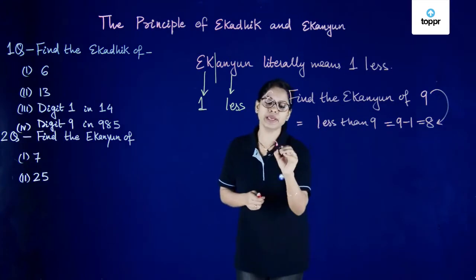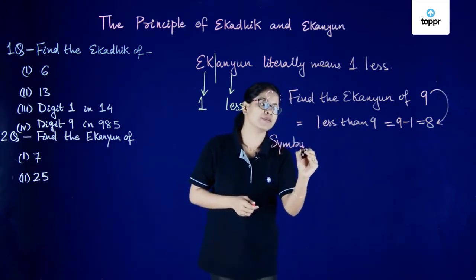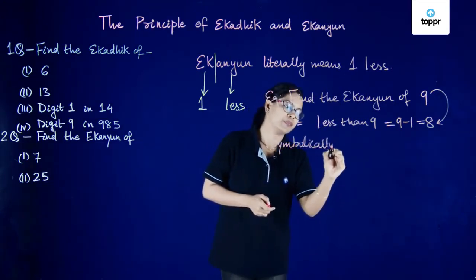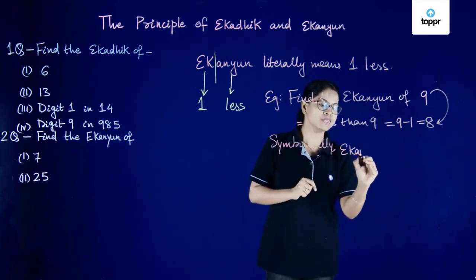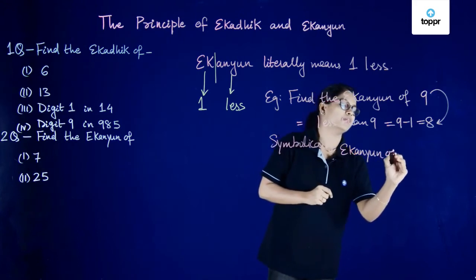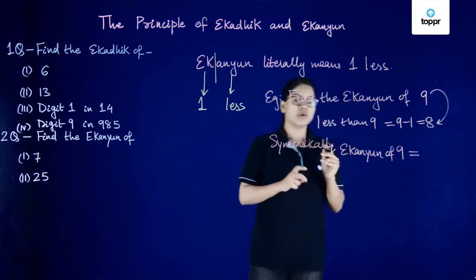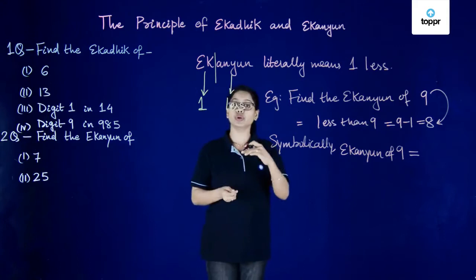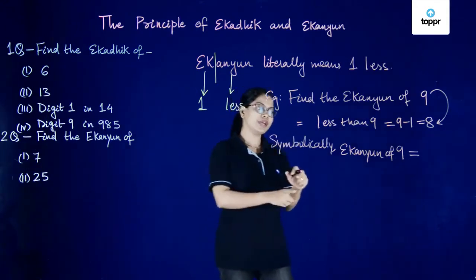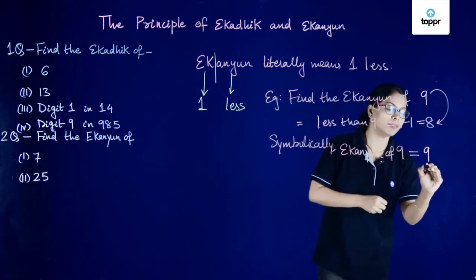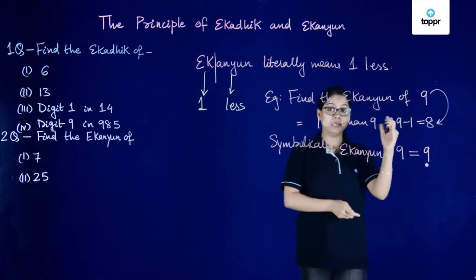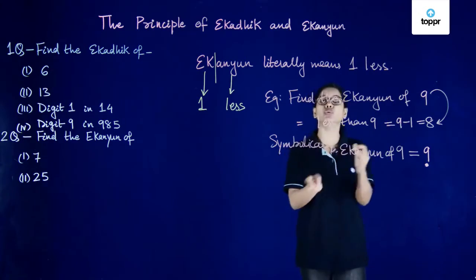Now, symbolically, if we would like to write this, Ekanyun of 9 in short can be written as... Now when we write Ekadhik, we put a dot above the number, but when we write Ekanyun of a number, we put the same dot, but this time we put the dot below the number. So this 9 and a dot below it means Ekanyun of 9.